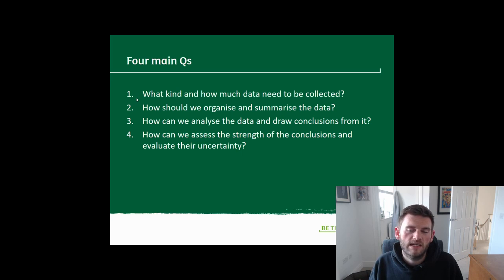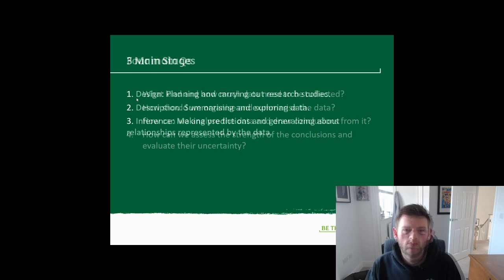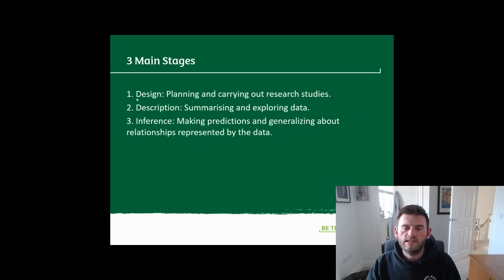And then how can we assess the strength of the conclusions and evaluate their uncertainty? So in this element, how good is our data? How good is our findings? Can we be confident in the messages that we're putting out there? And within that, there's probably three main stages within doing quantitative data analysis: the design, the description, and the inference. And this is kind of how we're going to look at the material today, particularly stages 2 and 3.